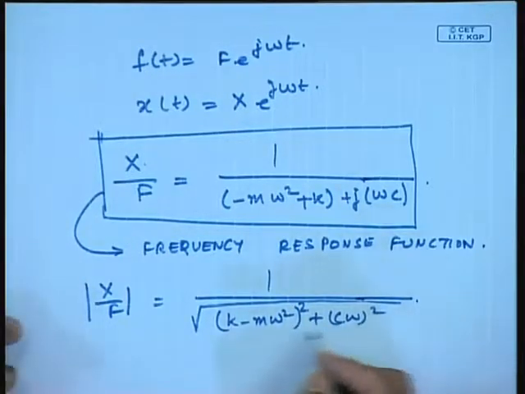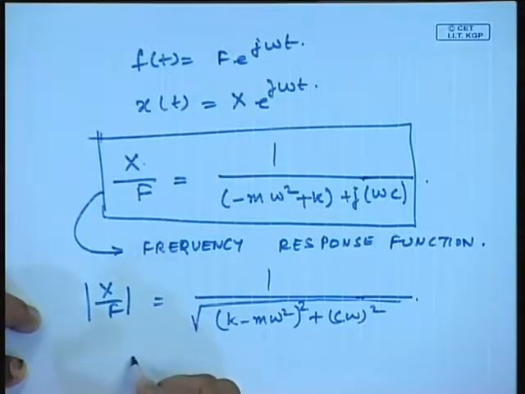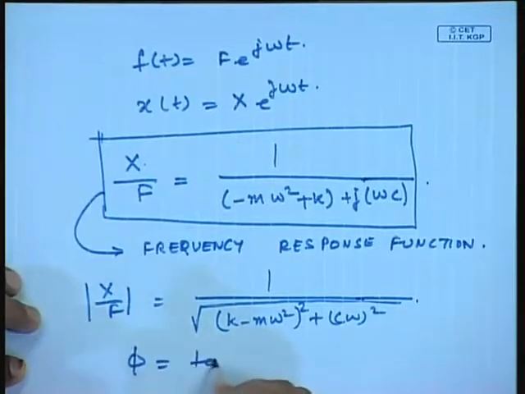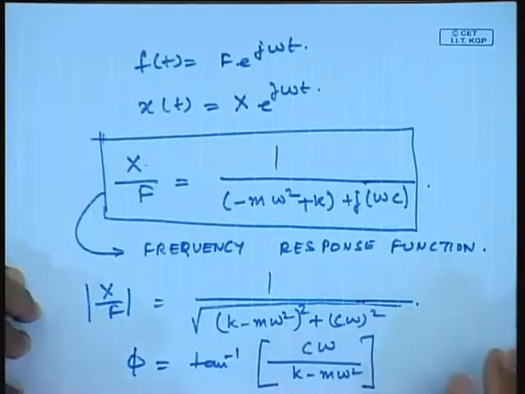Okay. And there will be a phase difference between the response and the input, and that will be given as the phase difference, nothing but tan inverse of c omega by k minus m omega squared.